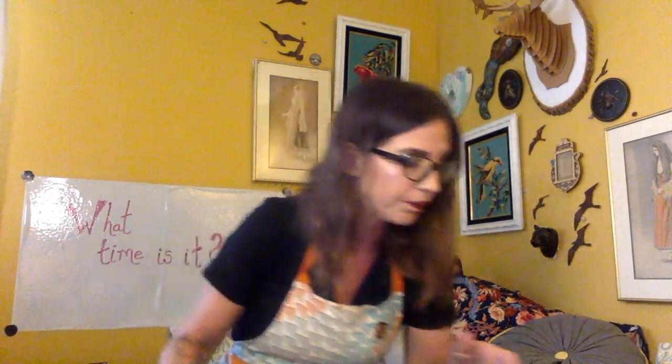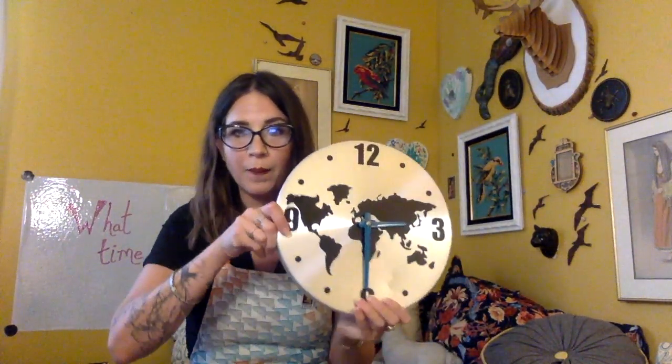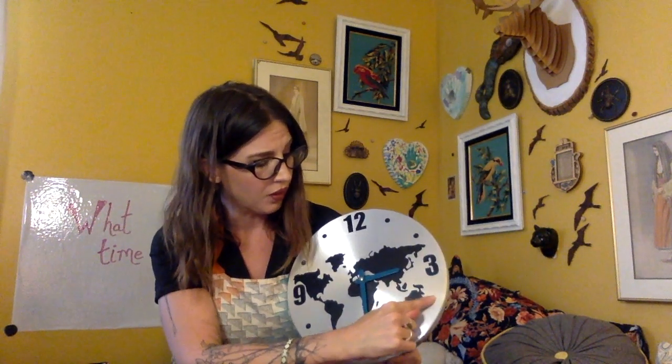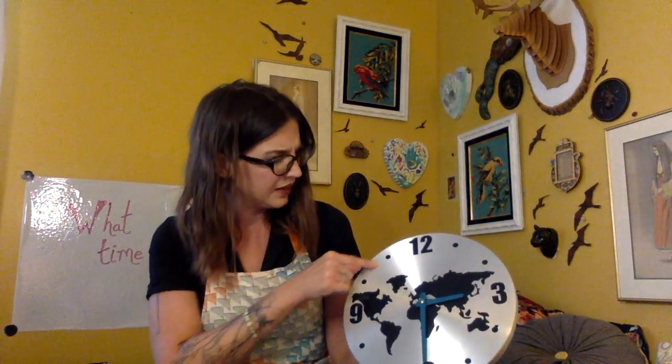Our phones always tell us what time it is, which is pretty cool. So, we are going to figure out how to tell time. Got a big clock right here. The 12 goes on the top, and then it goes 1, 2, 3, 4, 5, 6, 7, 8, 9, 10, 11, 12. 12 hours.